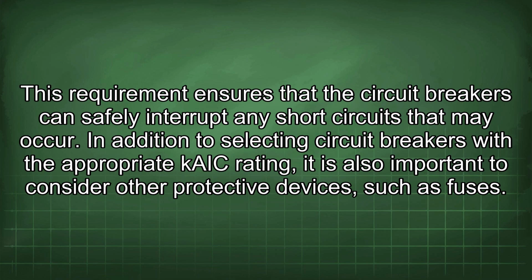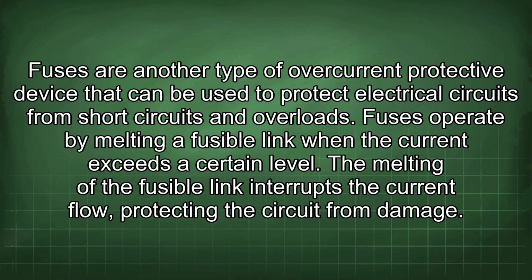In addition to selecting circuit breakers with the appropriate kAIC rating, it is also important to consider other protective devices, such as fuses. Fuses are another type of overcurrent protective device that can be used to protect electrical circuits from short circuits and overloads. Fuses operate by melting a fusible link when the current exceeds a certain level. The melting of the fusible link interrupts the current flow, protecting the circuit from damage.